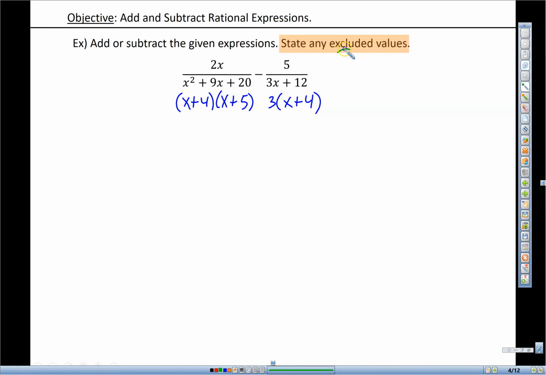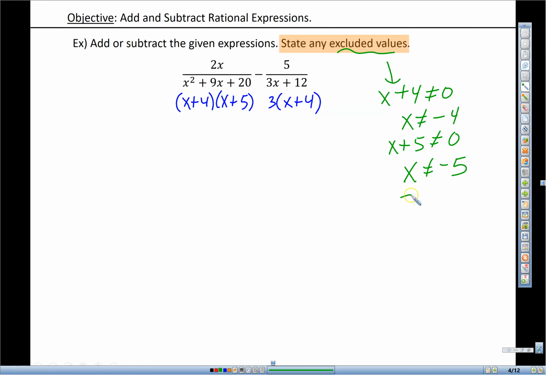So I'm going to do that first, excluded values. So I need to know, because x plus 4 can't be 0, that means an excluded value would be negative 4. X plus 5 cannot be equal to 0 because it's a denominator factor and division by 0 is undefined. So x cannot be negative 5. 3 is a number, so I ignore that one because it can't be equal to 0 anyways, no matter what we're looking at. And x plus 4 here in the second denominator, we've already done that one. So our excluded values to answer that part of the problem would be that x cannot be equal to negative 5 or negative 4.